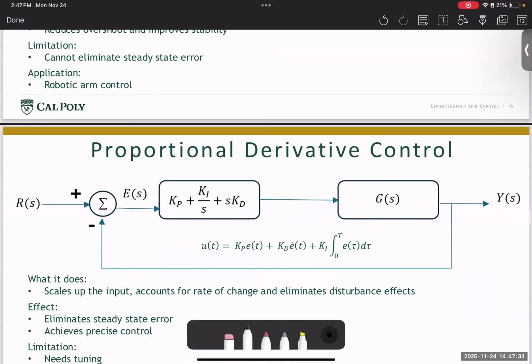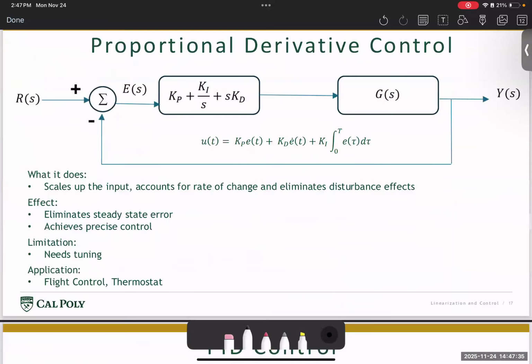And then the last type of control that we're going to talk about is the PID control. Seems like I have the name incorrect here. So I'm going to say this is PID control, which stands for proportional integral derivative control.